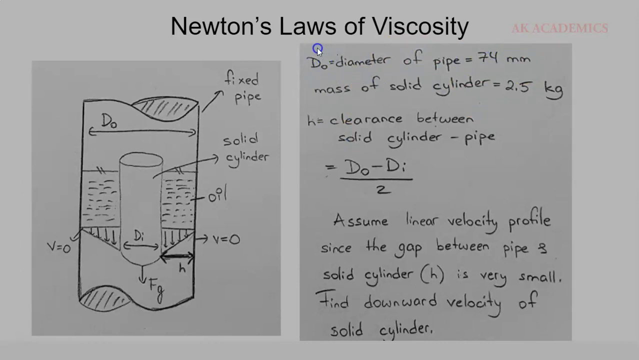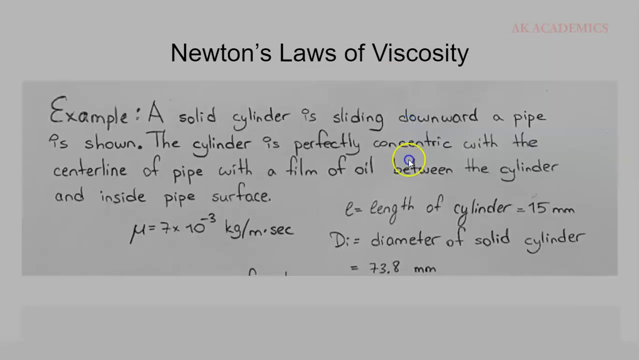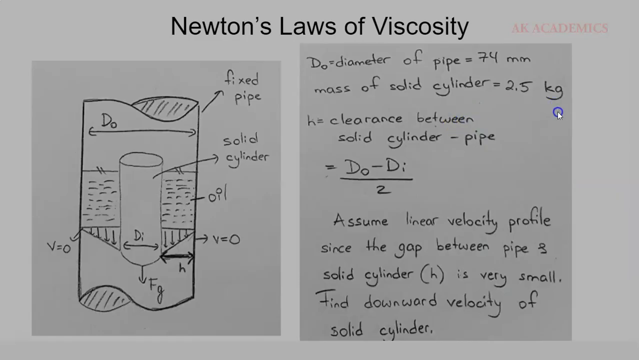The diameter of the pipe will represent the outer diameter, while the diameter DI will represent the inner diameter. That's the diameter of the solid cylinder, because that is the cylinder inside the pipe. So that is why we are using DI, the inside diameter. And then the outside diameter, which will be the diameter of the outer pipe, is 74 millimeters as given here. The mass of the solid cylinder is 2.5 kilogram. And the H, which represents the clearance between the solid cylinder and the pipe, is also given.